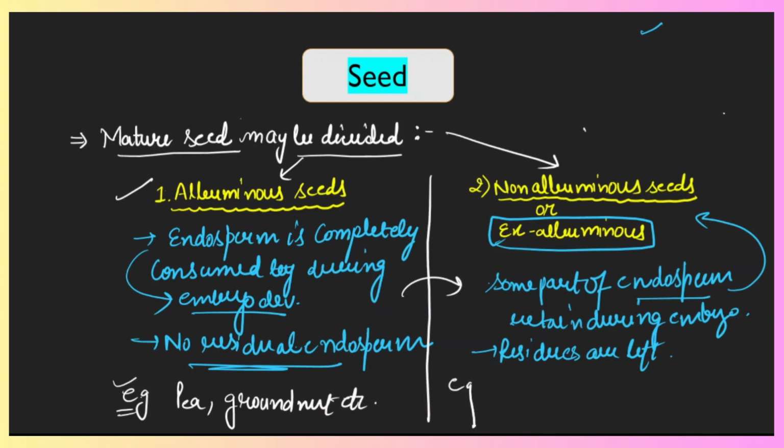So examples of ex-albuminous or non-albuminous seeds are wheat, maize, barley, and castor. These examples are very, very important, to know in which plants albuminous or non-albuminous seeds are present. I hope this difference is clear to you all.